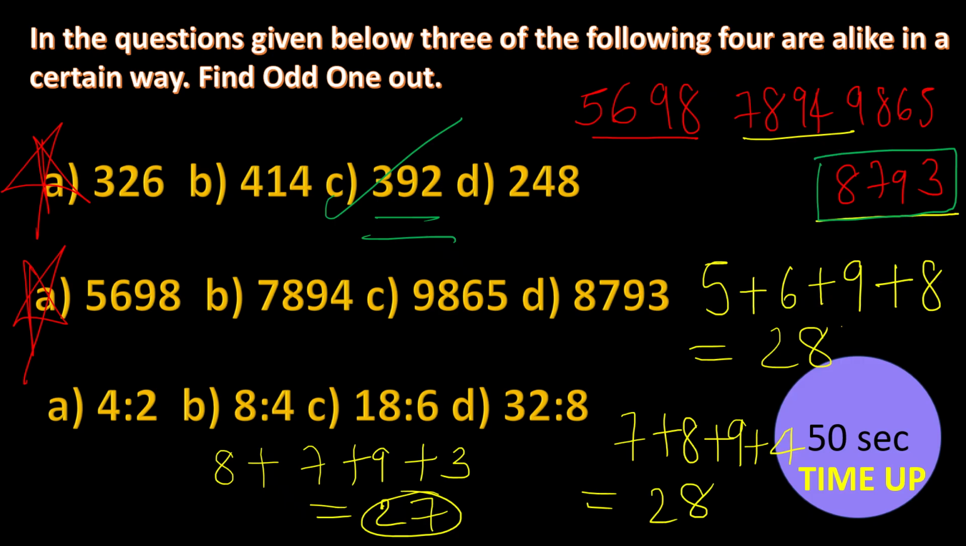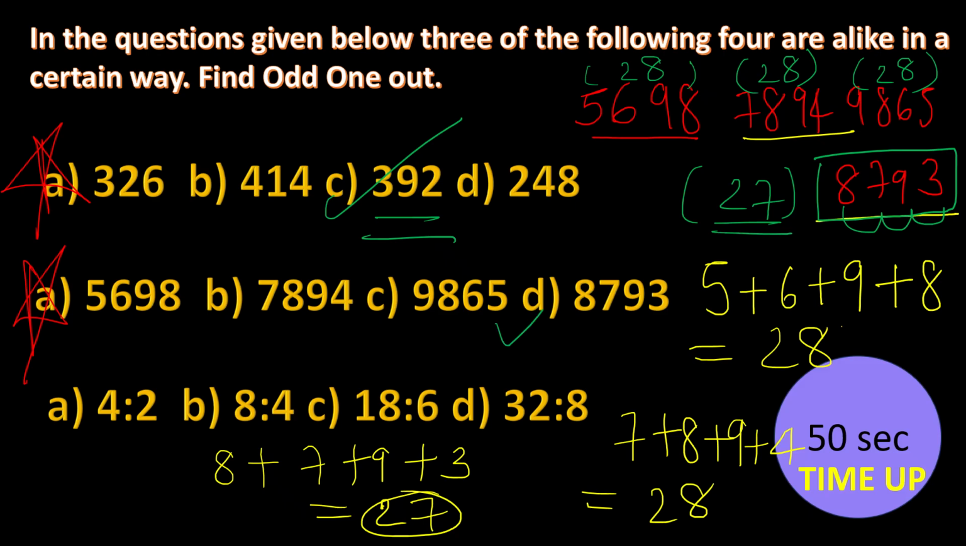because the sum of all the digits, when you do, you will get 28 here. You're getting 28 and you're getting 28. But when you do it for 8793, when you add all the digits in the number, then you'll get the sum as 27. So that becomes the odd one out. So D is the correct option here, 8793.